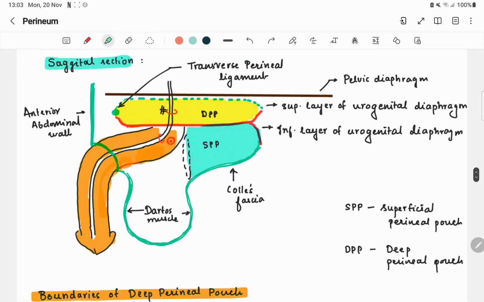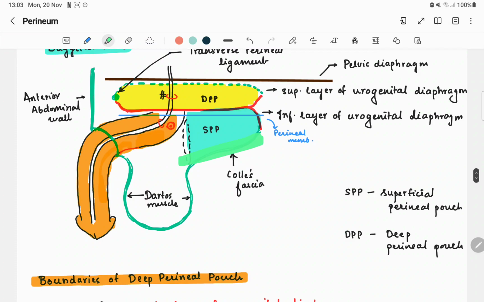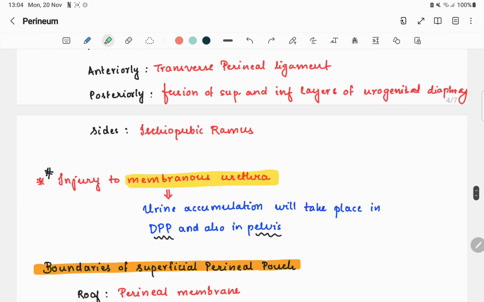Just look, this is the Colles fascia. If you are getting confused how the perineal membrane will be present, it will be present somewhat like this. And the floor is formed by the Colles fascia. The Colles fascia from the anterior abdominal wall goes like this and forms the dartos muscle in the scrotal area, and again the Colles fascia will fuse to the inferior layer of the urogenital diaphragm.